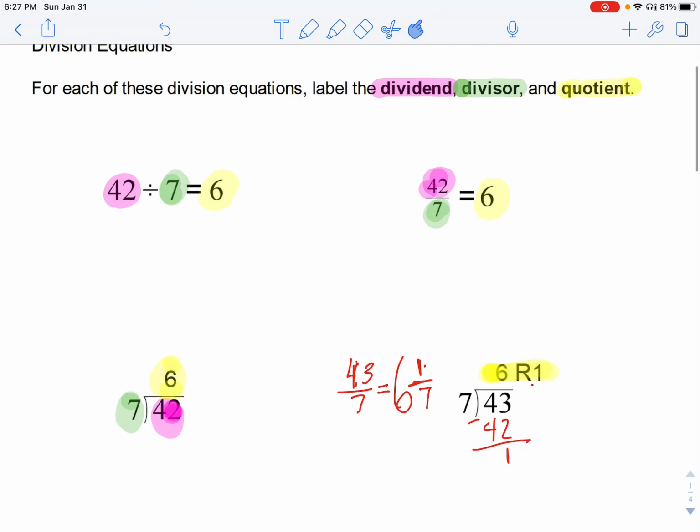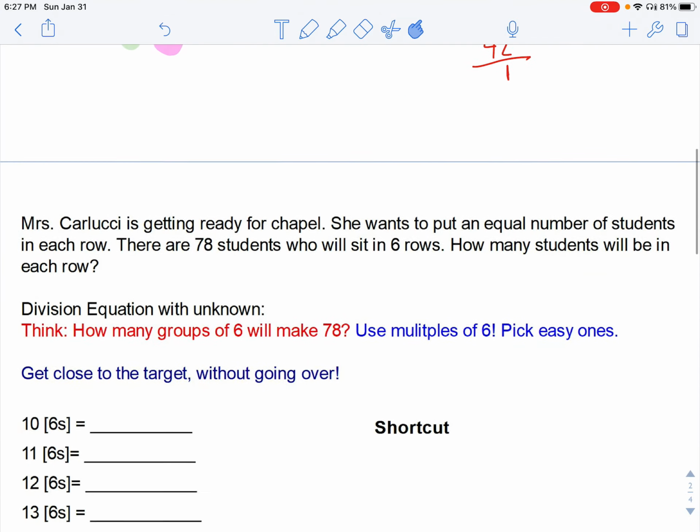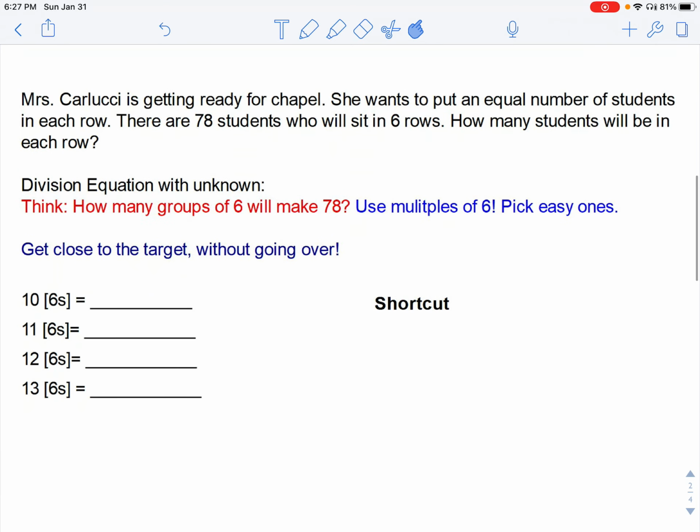Okay, so now let's talk more strategies for division. So here is your number story. Mrs. Carlucci is getting ready for chapel. This was before COVID safety regulations, so we were all sitting in the chapel together, and she wants to put an equal number of students in each row. There are 78 students who will sit in 6 rows. How many students will be in each row?